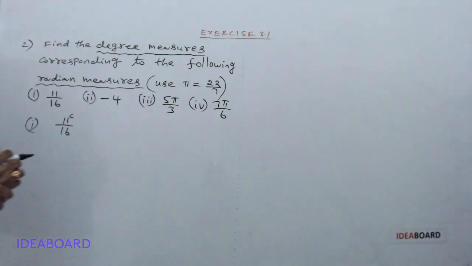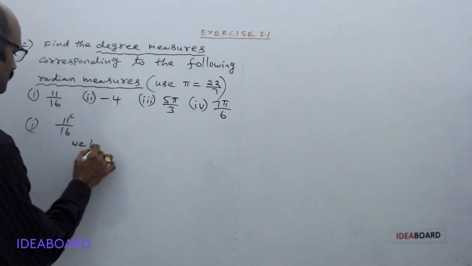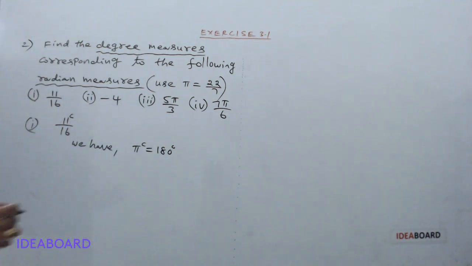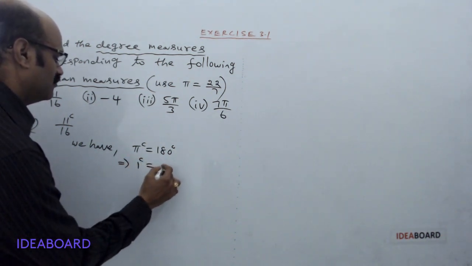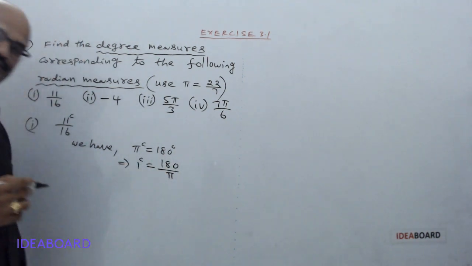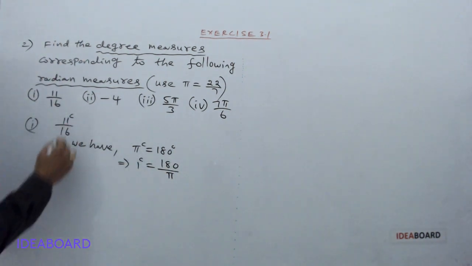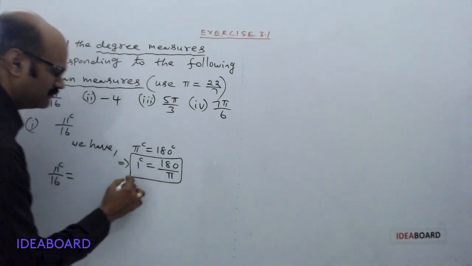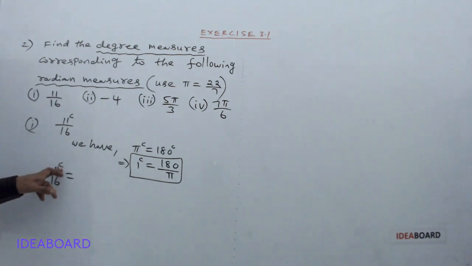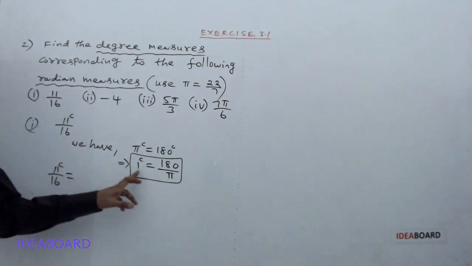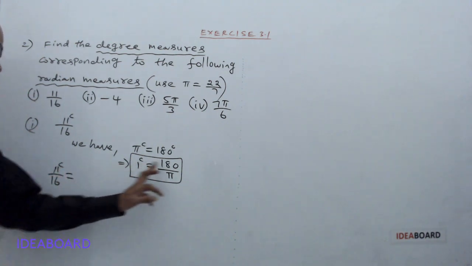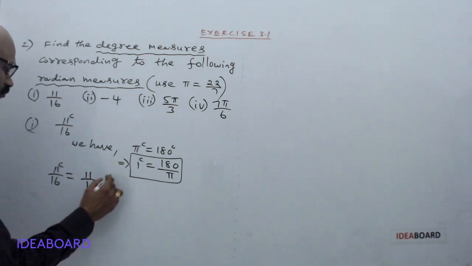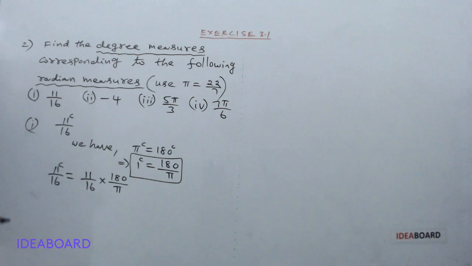So first we should write the relation. We have pi radians equal to 180 degrees. It implies we have 1 radian equal to 180 by pi. So it implies 11 by 16 radians equal to 11 by 16 into 180 by pi.